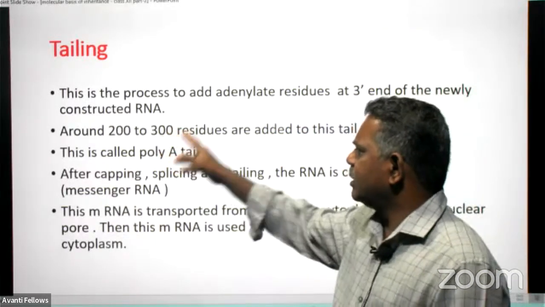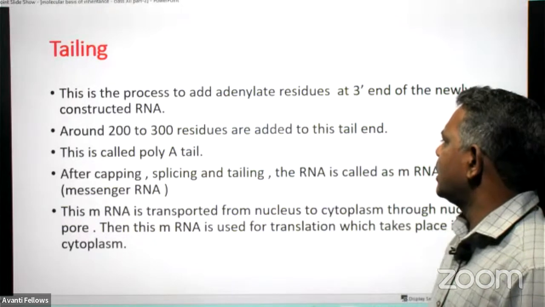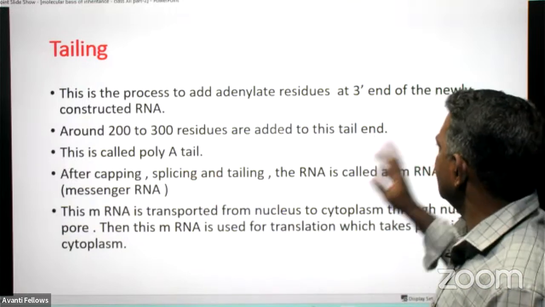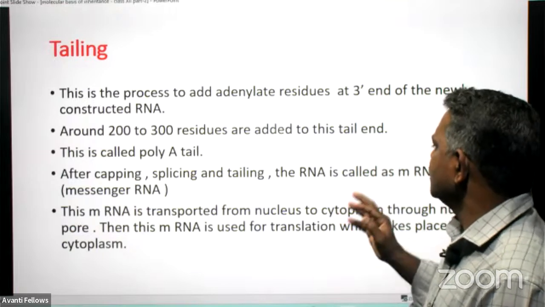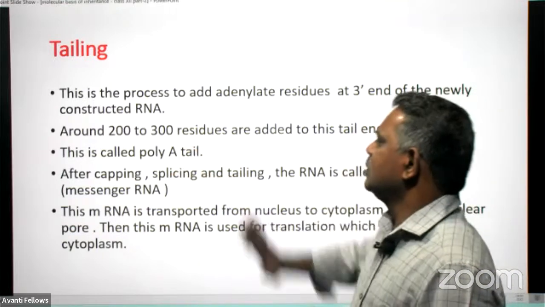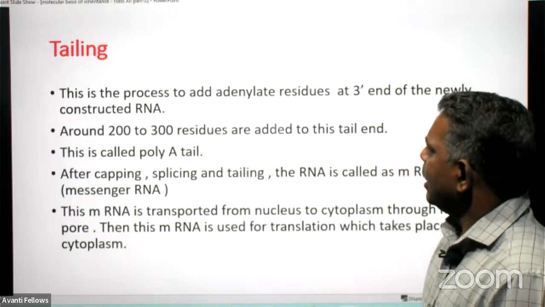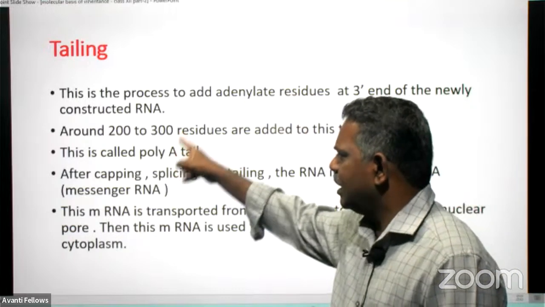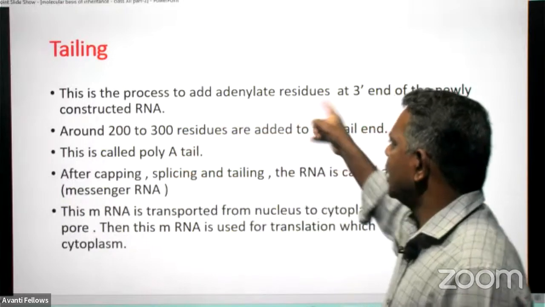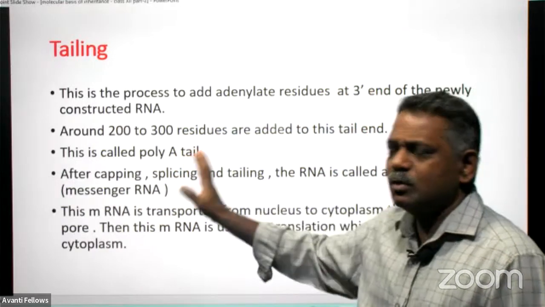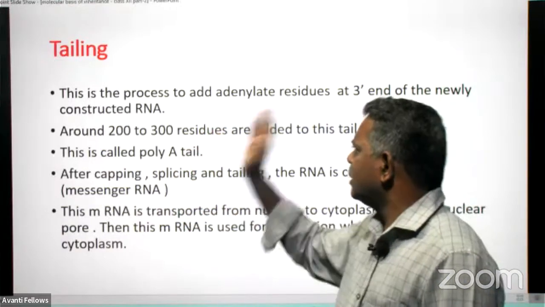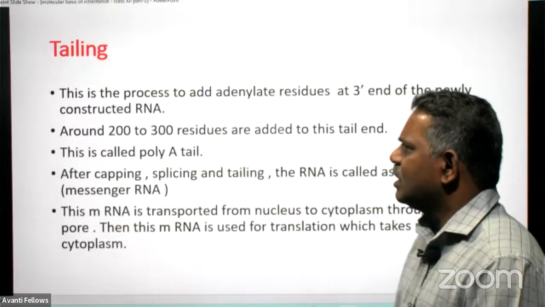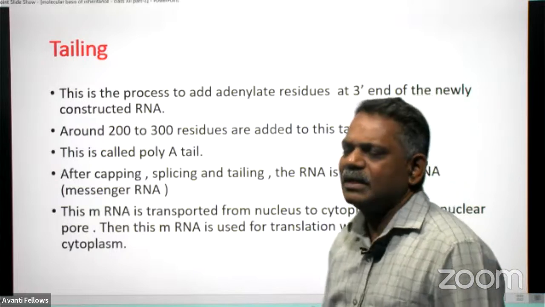Around 200 to 300 such residues will be added to the tail end, and that is why we call it the poly A tail. Why is it called the poly A tail? A number of residues are added to the 3' end, and these residues are the adenylate residues only. That is why we call it the poly A tail. A stands for the adenylate residue. Around 200 to 300 such polyadenylate residues are added at the 3' end of the primary transcript, and this process we call the tailing process.